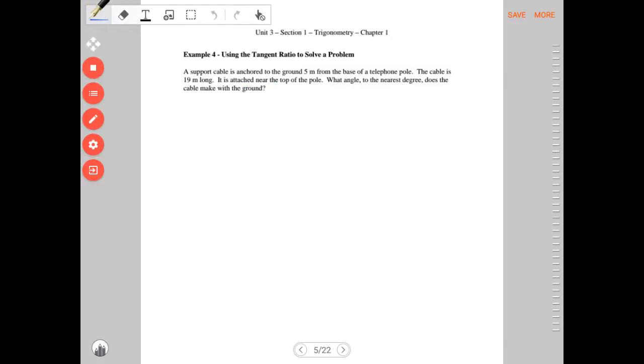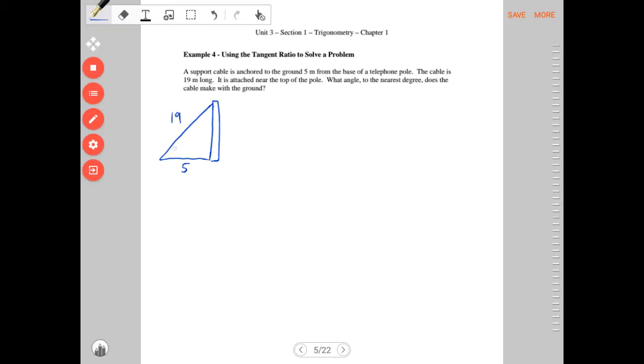All right, next one. Using the tangent ratio to solve a problem. A support cable is anchored to the ground 5 meters from the base of a telephone pole. The cable is 19 meters long. It is attached near the top of the pole. What angle, to the nearest degree, does the cable make with the ground? If we draw this, here's our telephone pole. The cable is attached near the top of the pole, and we are anchored 5 meters away from the pole. 19. Remember, these diagrams are very rarely drawn to scale.